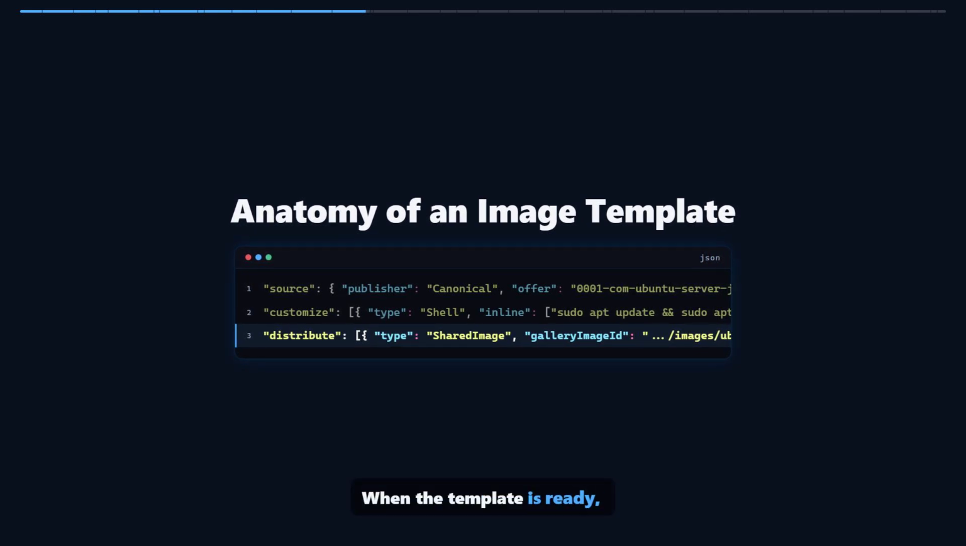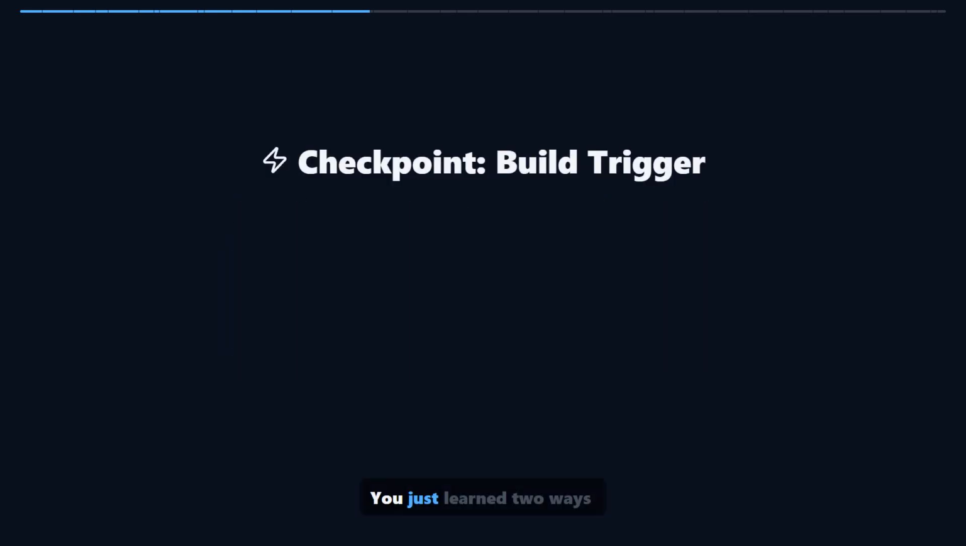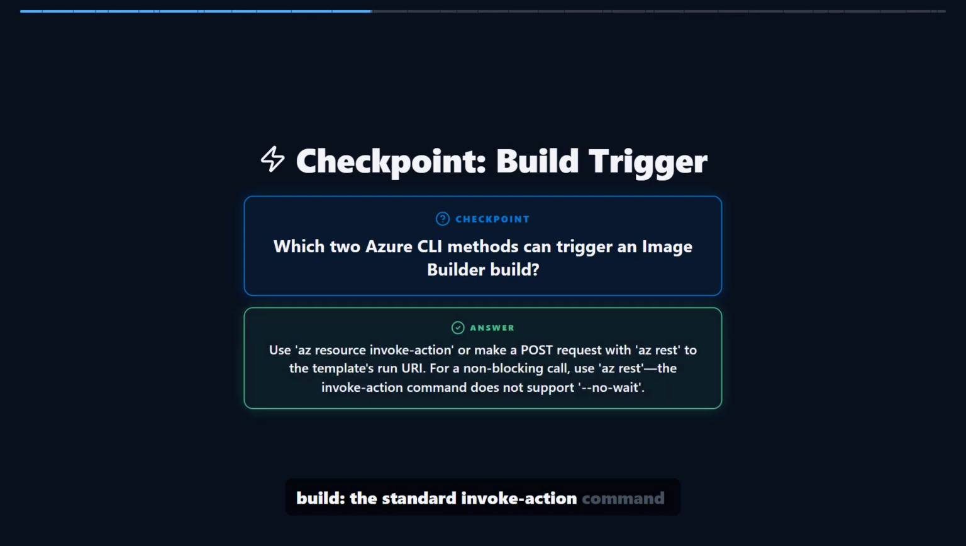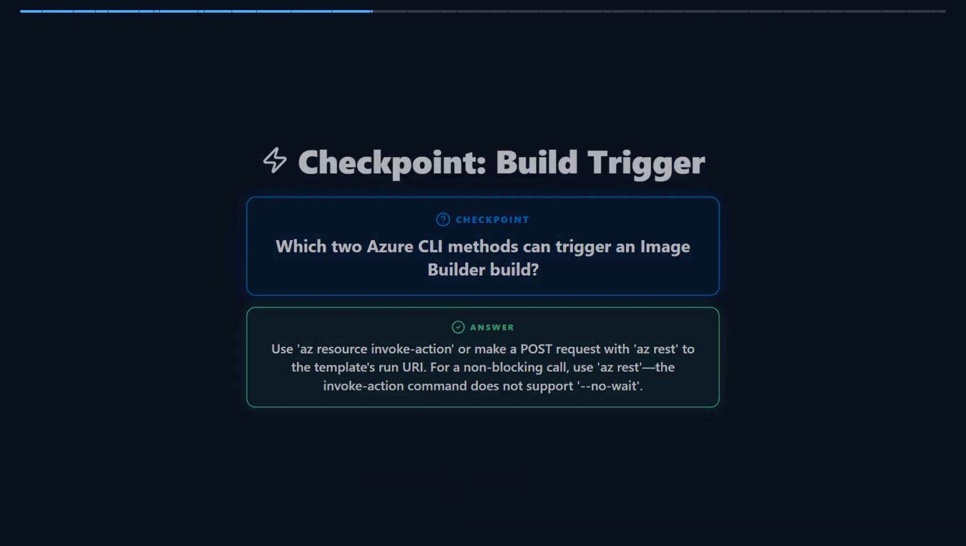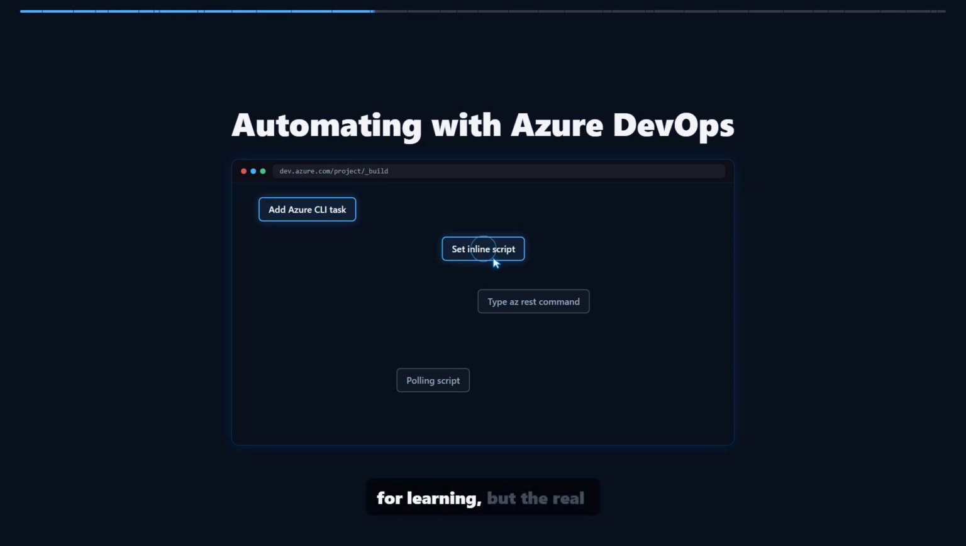When the template is ready, deploy it and trigger its run action using the current supported Azure CLI, PowerShell, or REST interface. You just learned 2 ways to trigger an image builder build: the standard invoke action command and an alternative using az rest. Running an image builder command from a laptop is useful for learning, but the real value appears when image creation becomes a controlled CI/CD process.